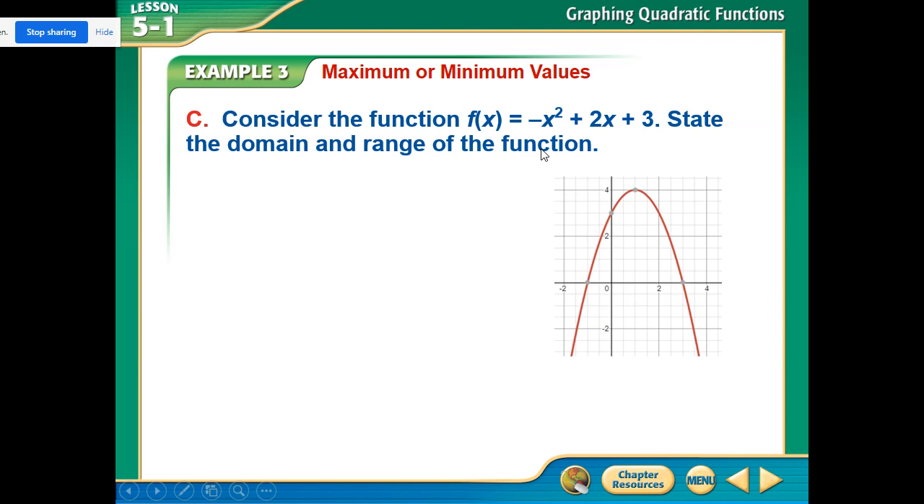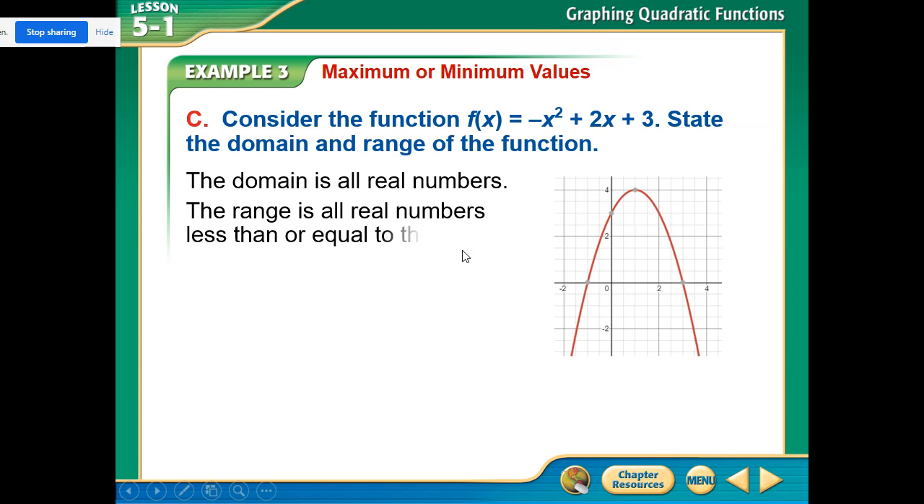Now I want to state the domain and range. Now domain is the easy one. For all quadratics that we're dealing with in this chapter, the domain is all reals. Every x value can be entered in. This line keeps going on and on and on, and eventually I'll get to 5, and I'll get to 6, and I'll get to 7, and 10,000 it will eventually get to. So I can use all my x values. The range is the one that fluctuates. And it fluctuates because for this one, we have a maximum value. The highest this one goes to is 4. And so our range is going to be all the values of y that are 4 or less. So we're going to say y is less than or equal to 4.